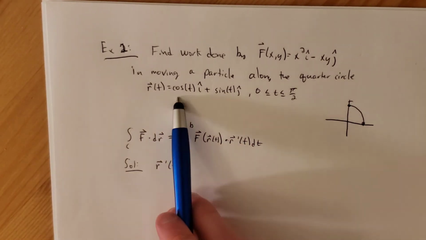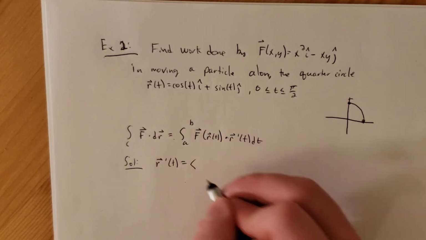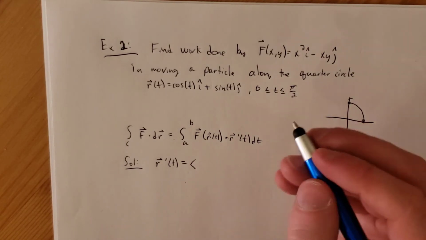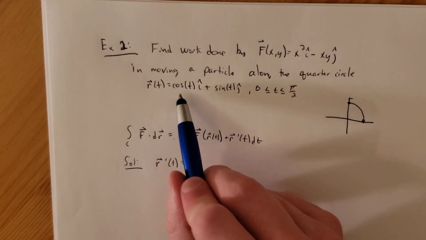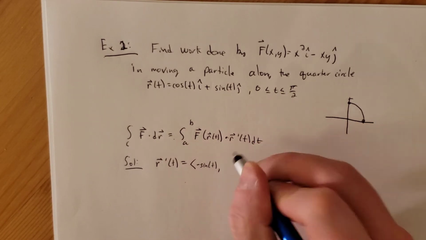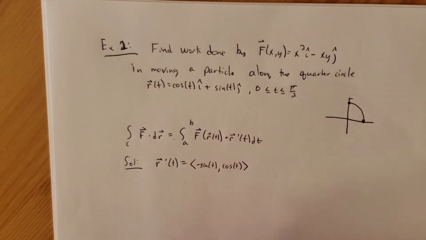R of t is cosine t comma sine t, so r prime is the derivative of cosine, which is negative sine, and the derivative of sine is positive cosine. Okay, so we have r prime there.